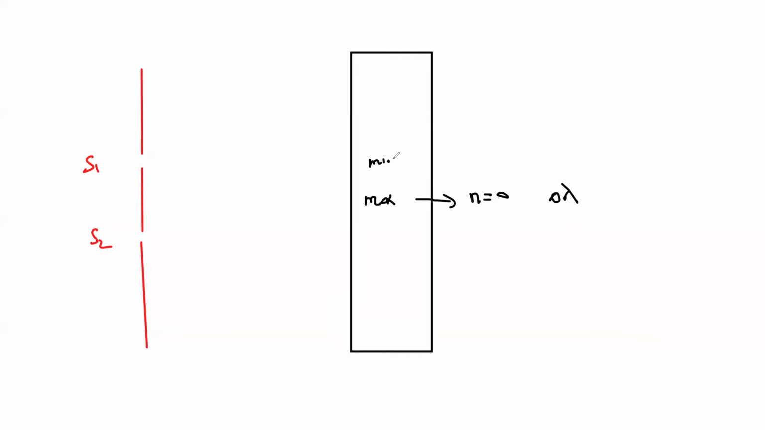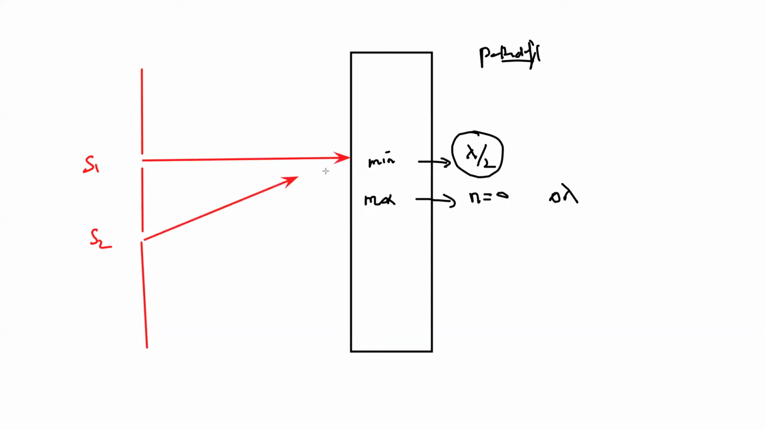Then we'll have a minima. If we have a minima, what is the value of n, or in terms of the path difference, the first minima? Because it's a destructive interference, the path difference should be lambda by 2. So the path difference between the two waves should be half of the wavelength. The wave traveling from source 1 and the wave traveling from source 2 will travel different distances. What is the additional distance covered by one wave compared to the other? If we draw a line to make equal lengths here, this is the additional distance covered by one wave compared to the other.